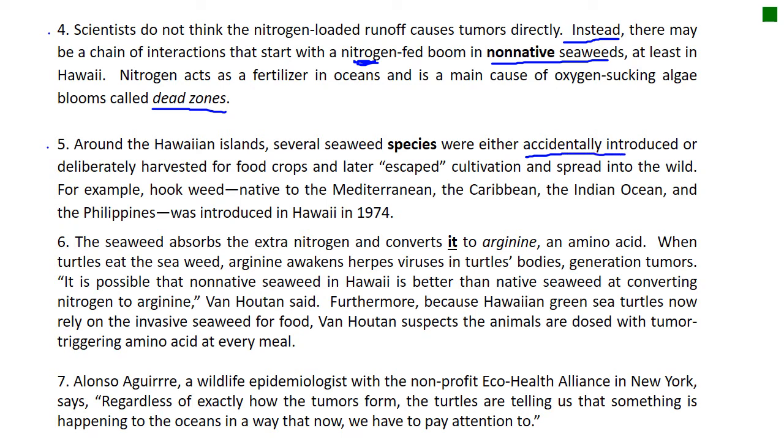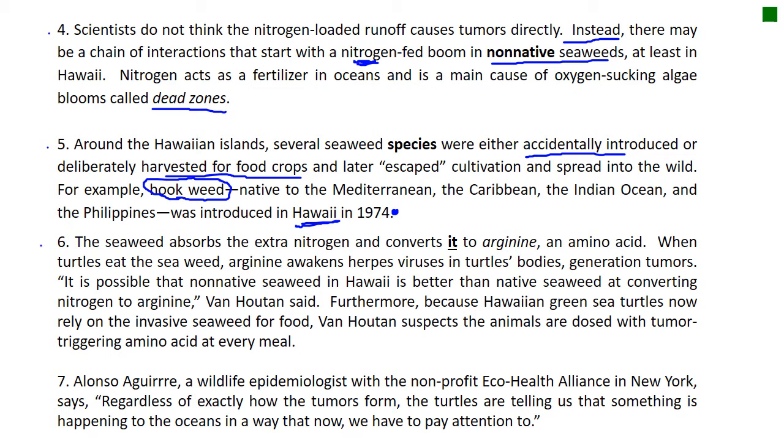Accidentally introduced or harvested for food, and then they went into the wild. For example, hookweed, native to the Mediterranean, the Caribbean, the Indian Ocean, and the Philippines, was introduced in Hawaii in 1974. So hookweed didn't used to exist in Hawaii, but was introduced by humans, taken from these areas and brought to Hawaii. And we see what harmful effects that had on turtles.